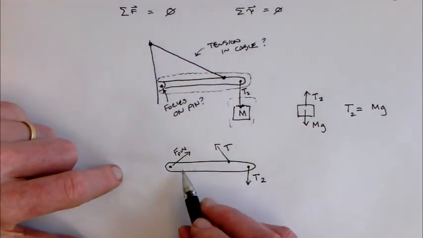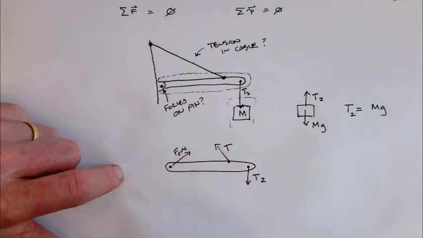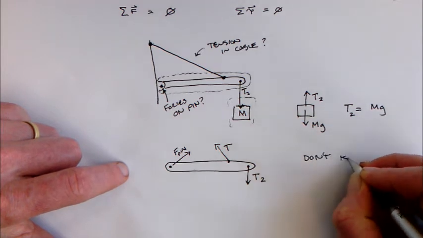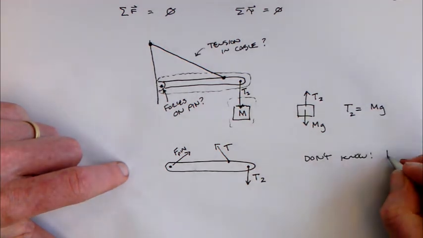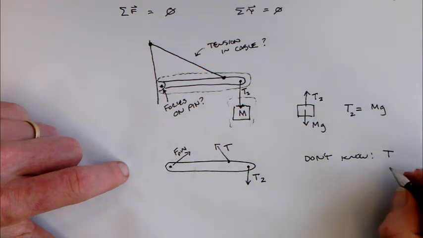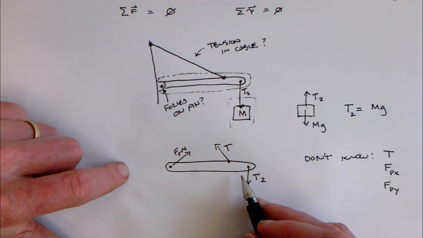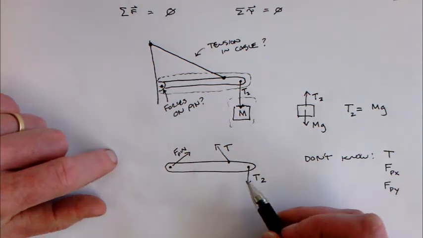Okay, so if I look at that free body diagram, I can see I've got quite a few unknowns, right? I don't know what the tension in the cable is. I don't know what the X component of that pin force is, nor do I know what the Y component of the pin force is, right? So I actually have 3 unknowns here that I'm trying to identify.